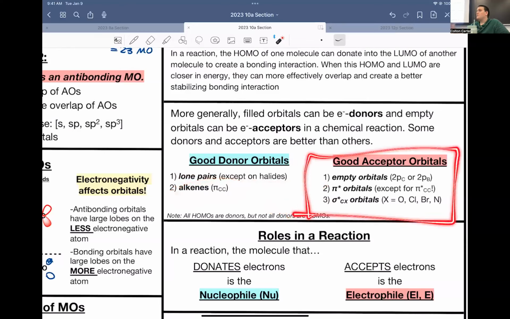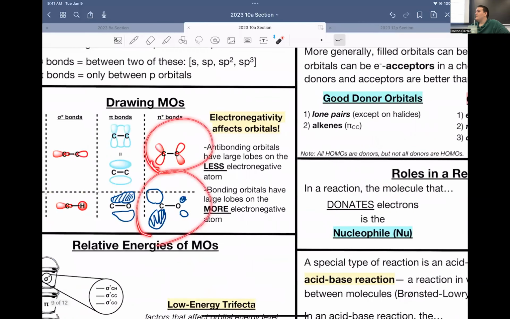Meanwhile, acceptors. Remember, the LUMO is a specific type of example of an acceptor, but generally good acceptors include empty orbitals, typically found on a carbon or a boron, pi star orbitals, except for pi star CC, and then sigma star CX orbitals. Now, why do you think pi star CC is not a good acceptor? I know Tim gave a kind of hand-wavy answer, but I think there's an answer that y'all can latch on to. Let's look at the pi star CC versus the pi star CO. Why would the pi star CC not be as good of an acceptor? Anyone?